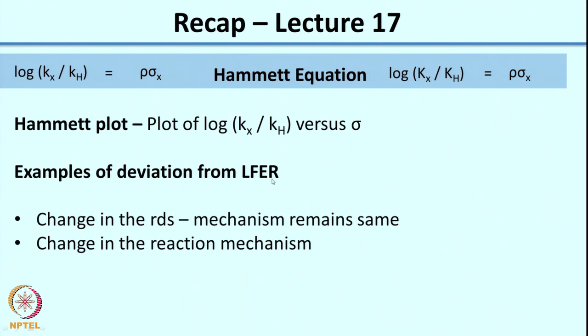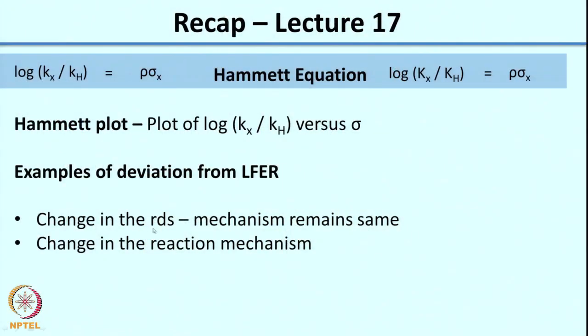So typically you would expect that for a particular reaction you will get a straight line plot, but sometimes what happens is instead of a straight line plot, you would see a curved plot, and that is because depending on the nature of the substituent, the rho or reaction constant changes. So we had looked at two examples. One example where the change in the rate determining step leads to this deviation from linear free energy relationship.